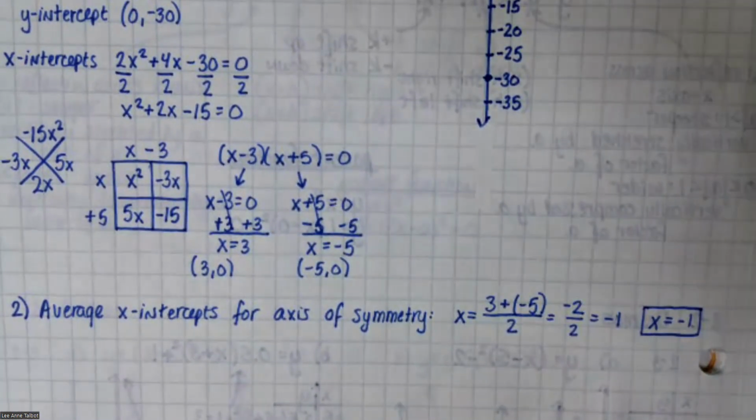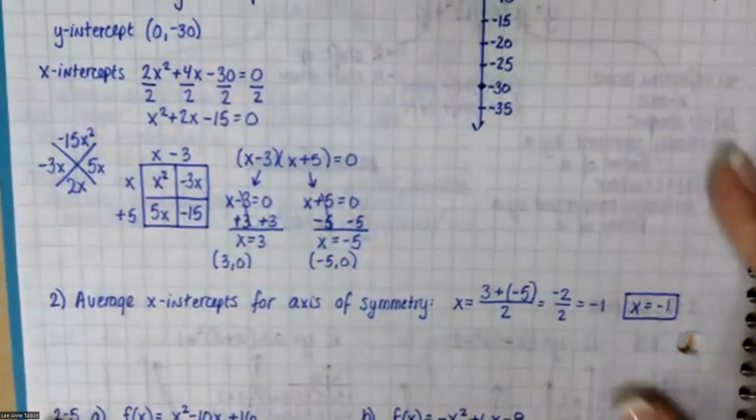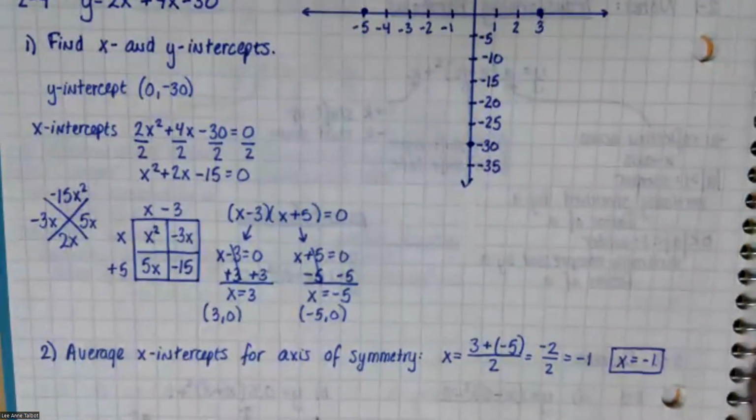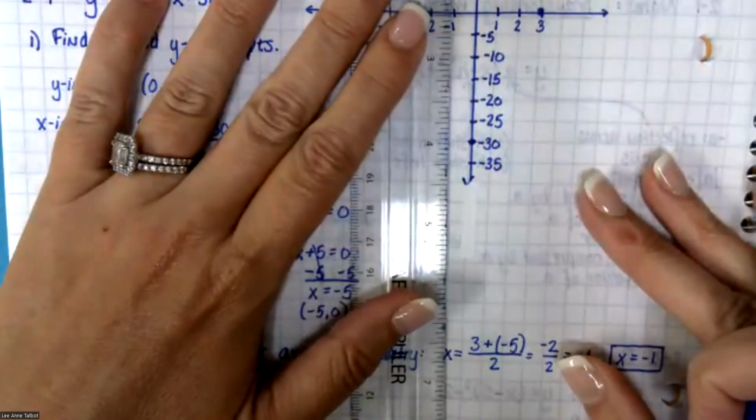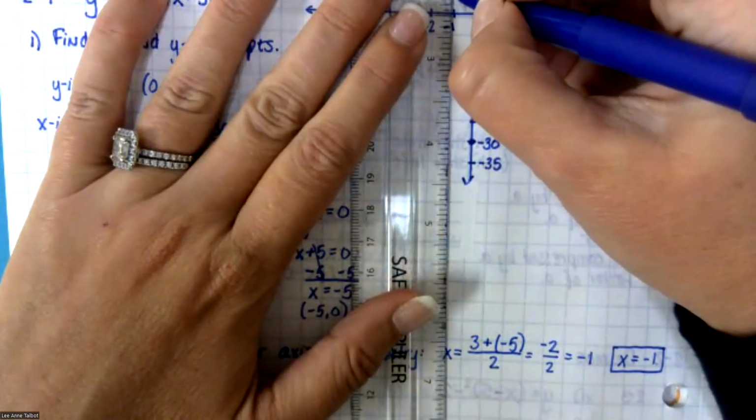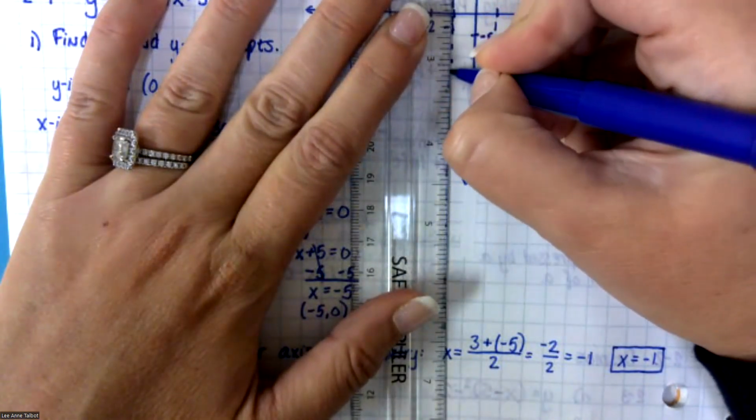Okay, an axis of symmetry is not an asymptote. Let me say that again. An axis of symmetry is not an asymptote. You actually have to go through the axis of symmetry. We do represent it with a dashed line, kind of like an asymptote though.